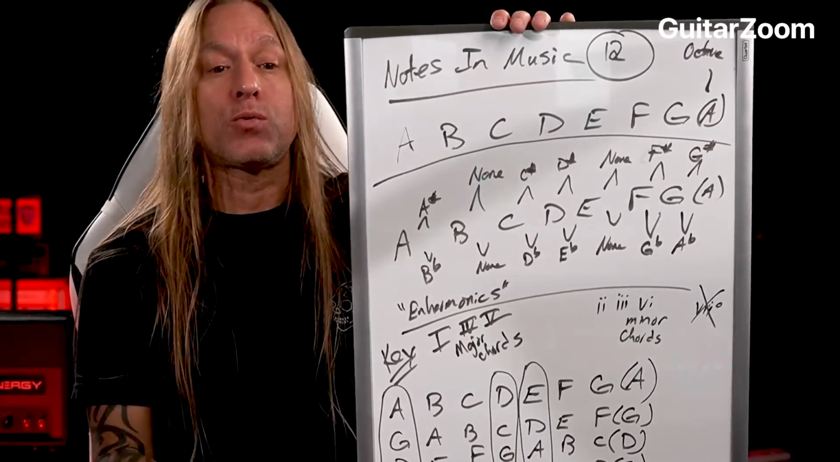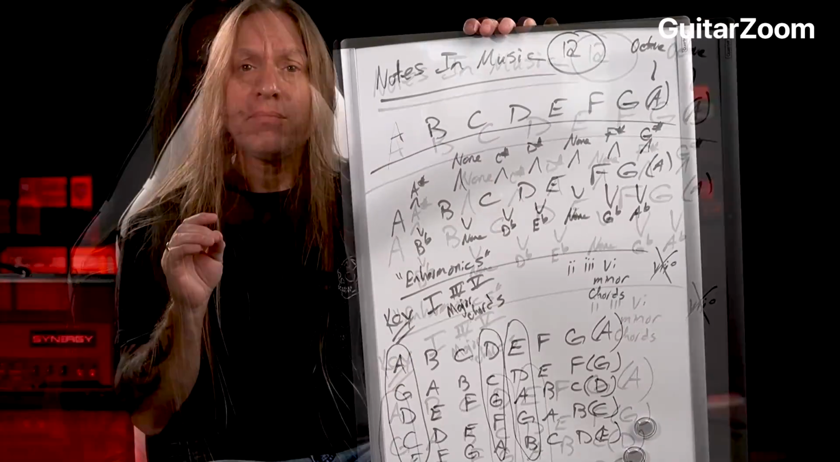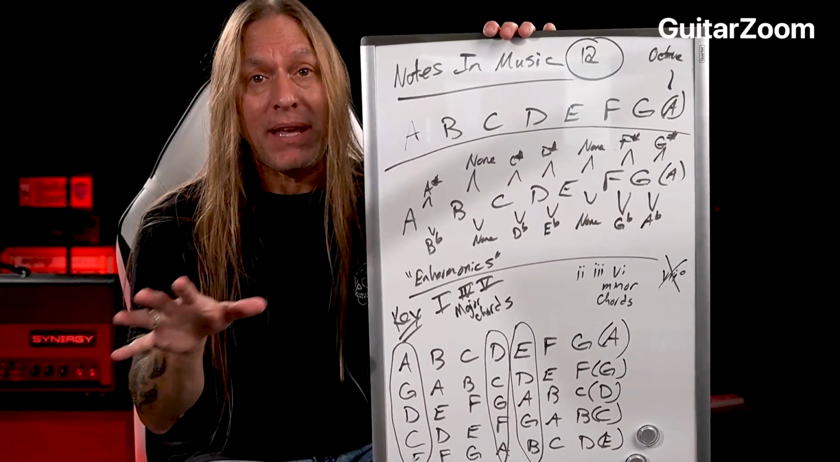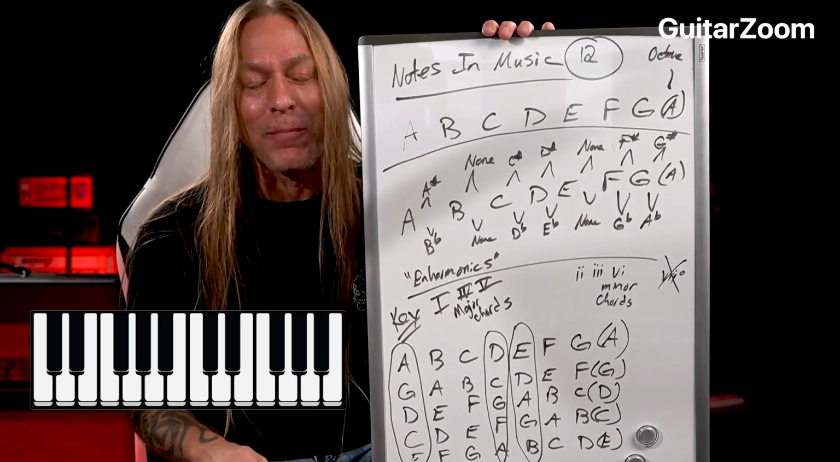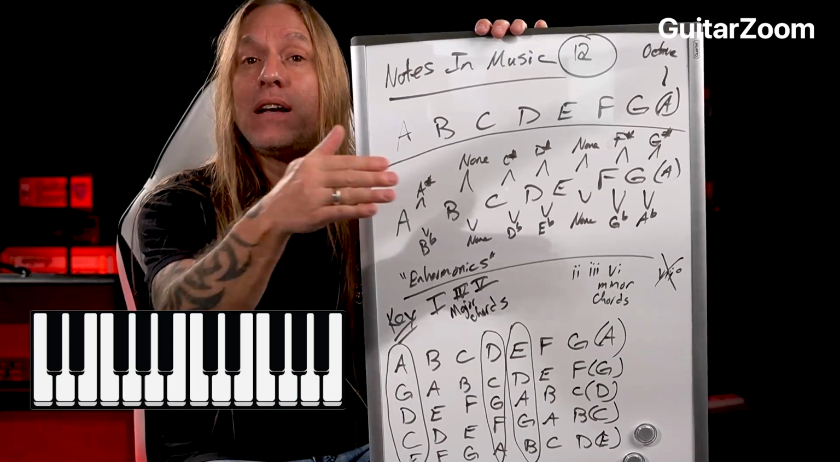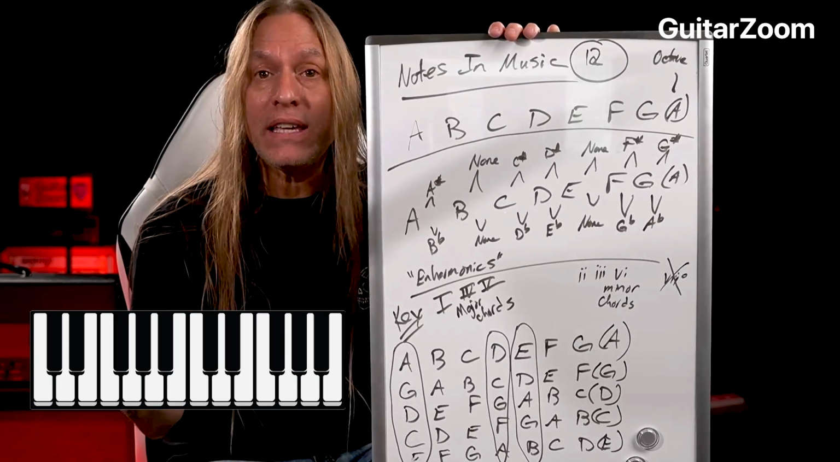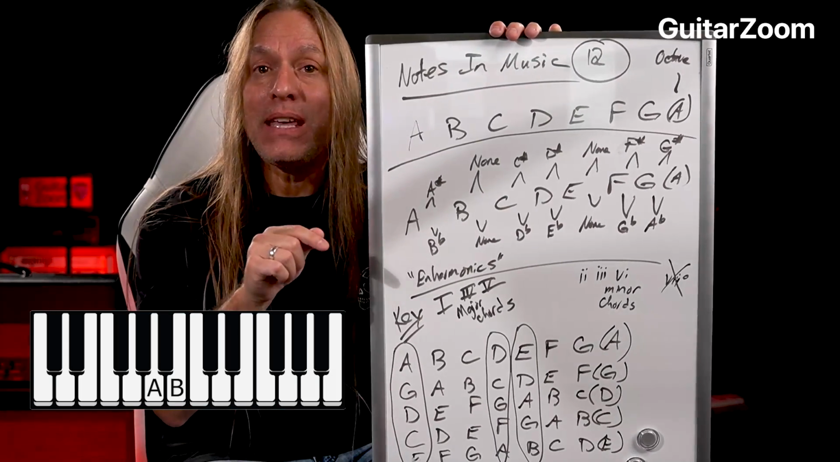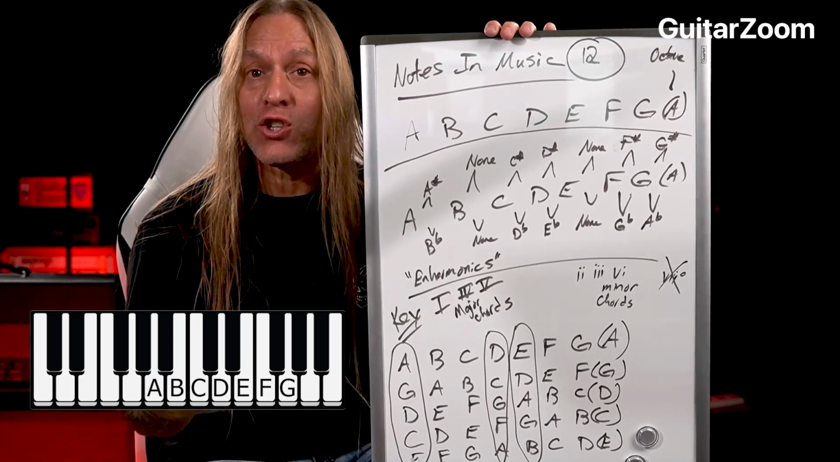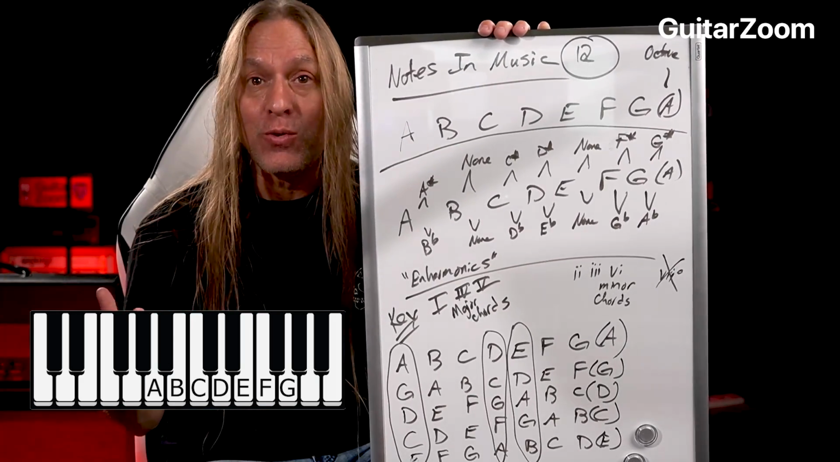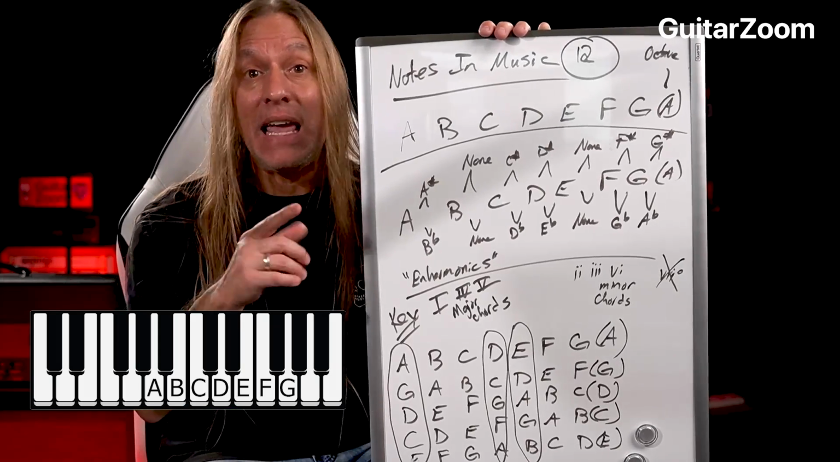So the first thing we're going to do is talk about the notes in music. Now, in music, let's use piano as a visual reference. Even if you don't play piano, you've seen a piano before. So we have our white keys and our black keys. Now, those white keys are the notes A, B, C, D, E, F, and G. There's no H, there's no L, there's no Q, there's no M. It's just A, B, C, D, E, F, G.